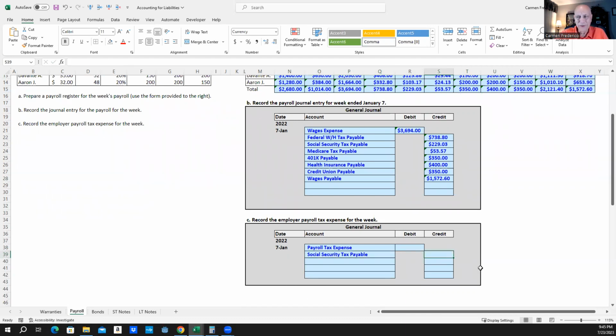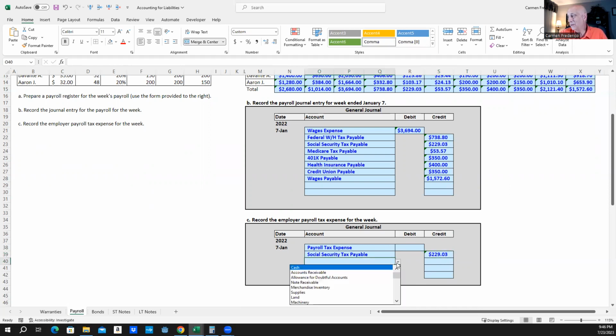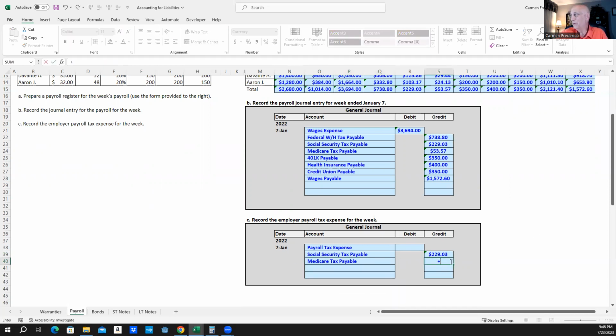We know the Social Security is a matching tax, so the company is going to match whatever they take out of the employee's check. The employer is going to match it. So they're going to send the $229 plus $229, total $458, to the Social Security Administration. And also the Medicare, same thing. They're going to match the Medicare. Whatever they take out of the employee's check, they're going to match that.